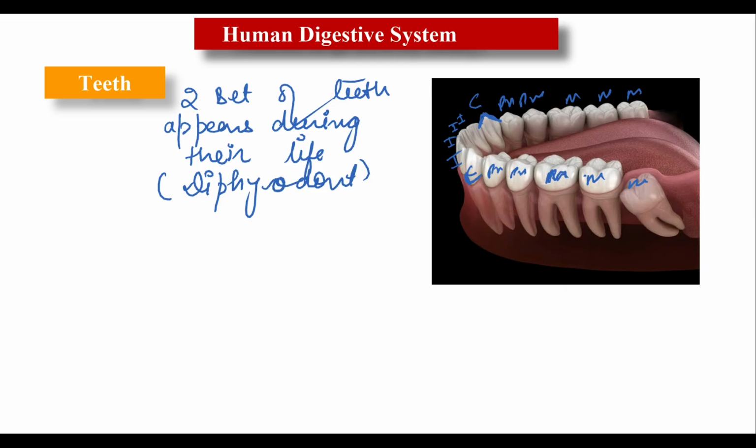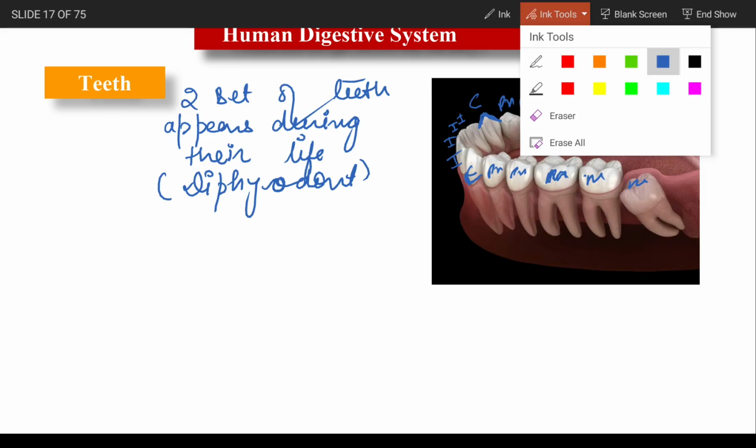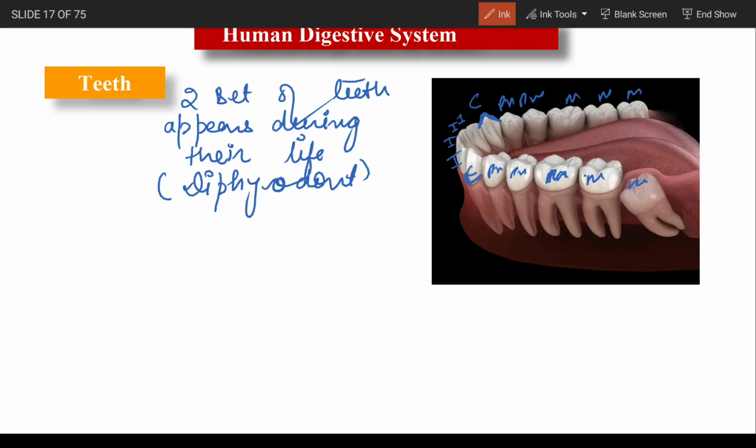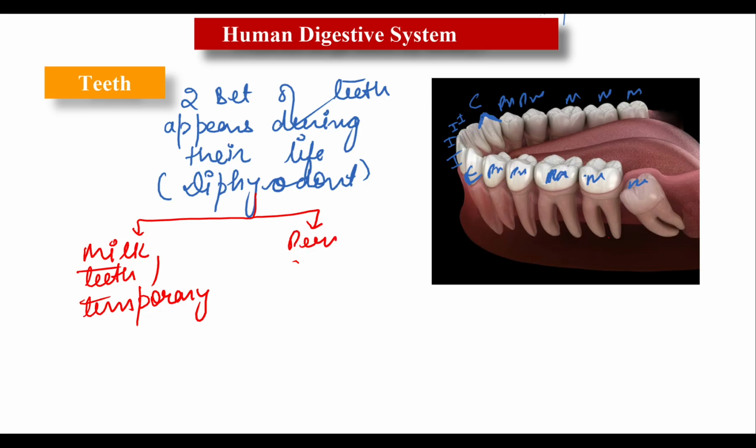So 2 types of teeth appear. Did you hear about milk teeth, दूध के दांत in Hindi? Yes, we have milk teeth. You also call them temporary teeth, from approximately the 8th month to the 7th year, and after 7 or 8 years, permanent teeth start appearing.